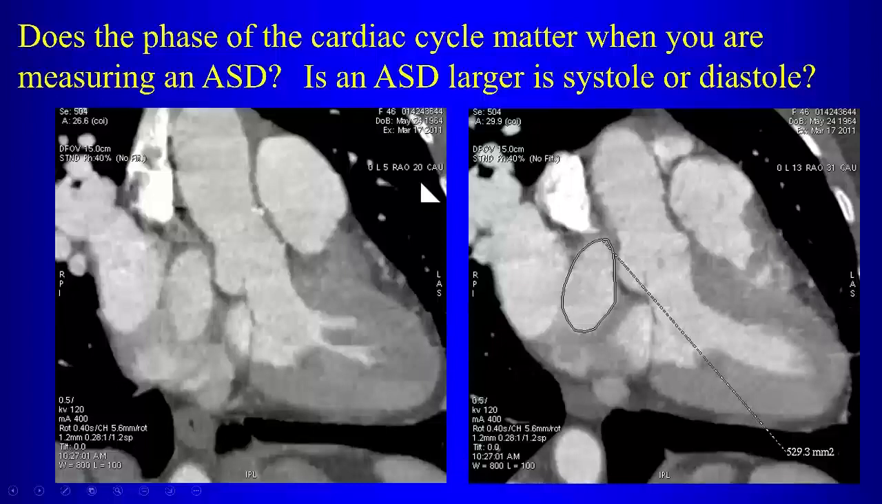Right? So my question for you, so here's the atrial septal defect there I've outlined for you. Does the phase of the cardiac cycle matter if you're measuring an atrial septal defect? Is an atrial septal defect larger in systole or diastole?